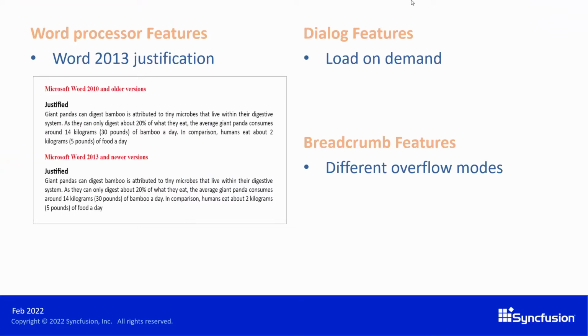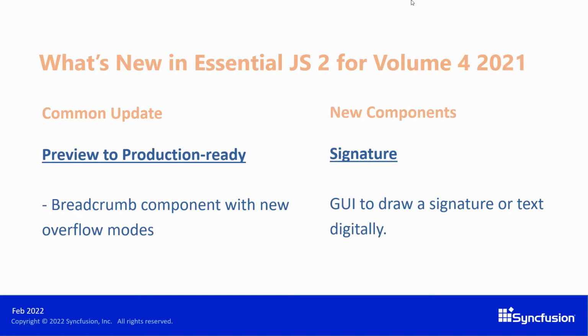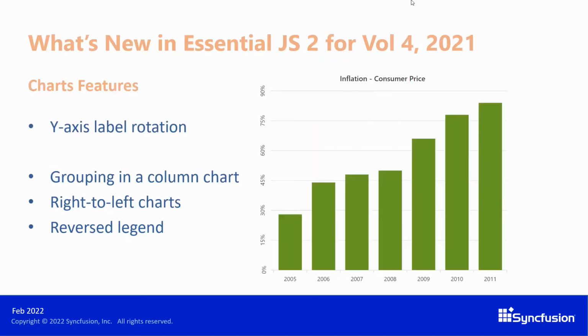Now let's move on to the features that are added for Essential JS2 components in this volume for 2021 release. Similar to the Blazor update, a breadcrumb component with new overflow modes has been moved from preview to production ready state for all the Essential JS2 platforms as well. And a new component signature has been introduced for all the Essential JS2 platforms, so that you'll be able to draw a signature or text digitally using this. So as we have already seen the example for these components, so I'm just skipping the demo here.